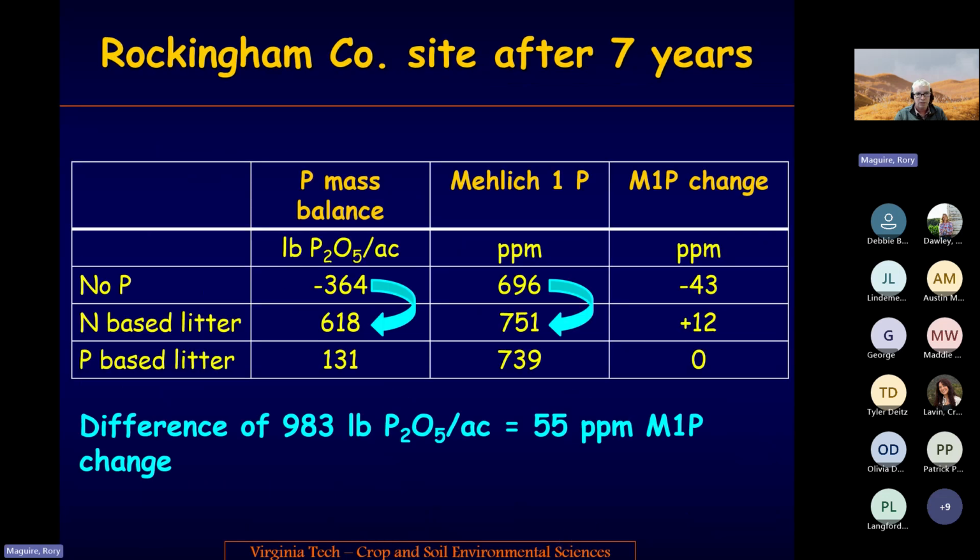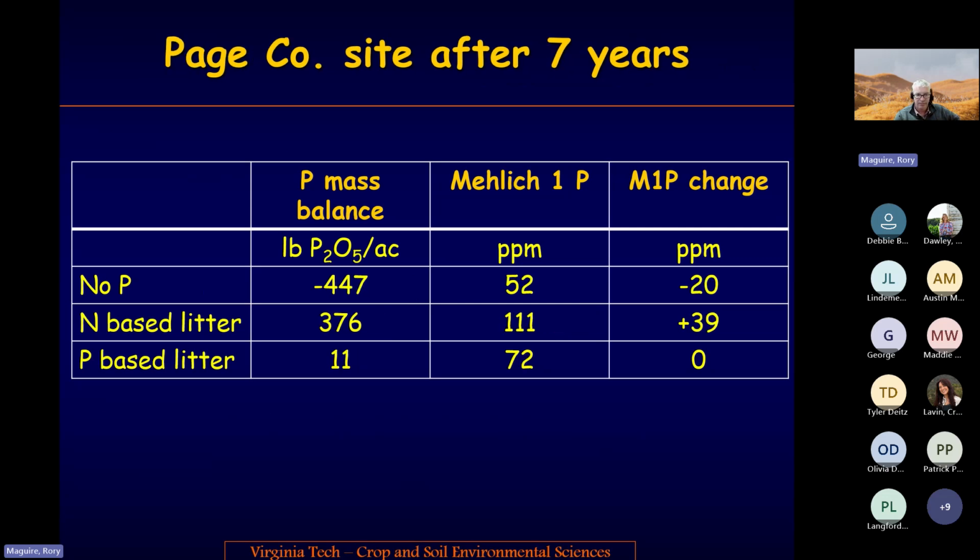So here's a case in Rockingham County in the Shenandoah Valley. So the phosphorus mass balance, where you had no phosphorus, they mined out 364 pounds of phosphorus per acre. For where they're doing the nitrogen-based application of litter, they're over applying about 618. The difference between minus 364 and positive 618 is 983, and the difference in the soil test phosphorus at the end was 55 parts per million.